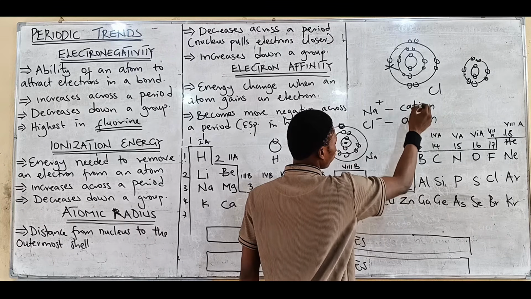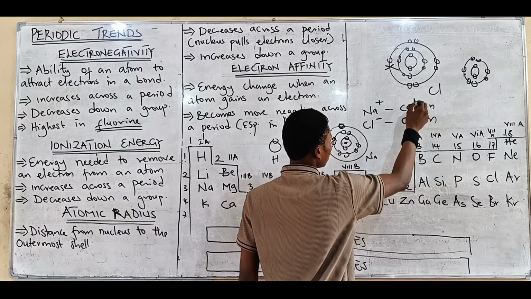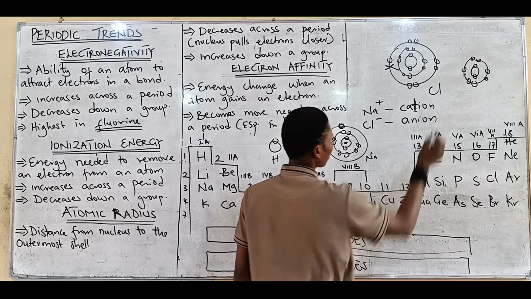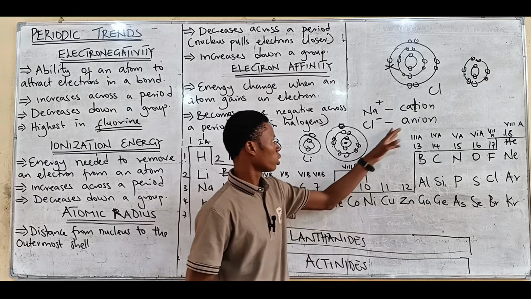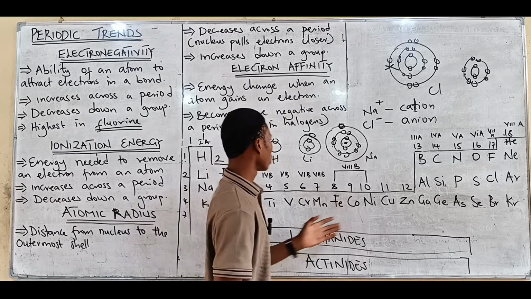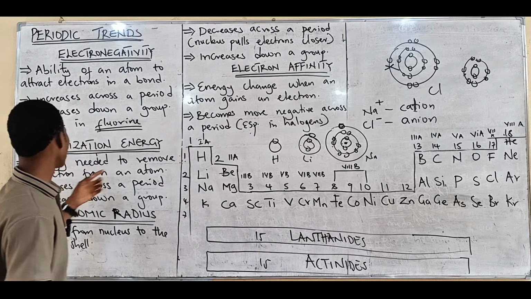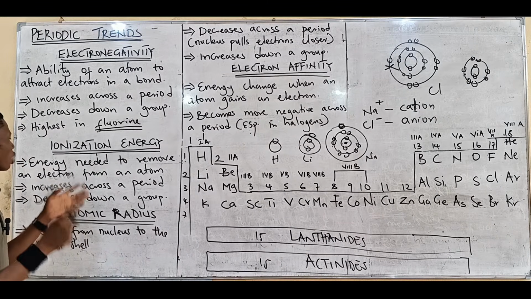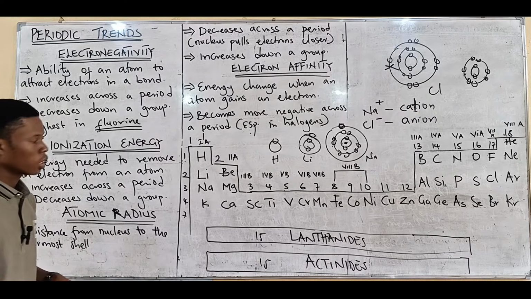So please, you can take note of this plus here, this positive sign, to show you it's a cation. All right, so the one that receives becomes an anion, the one that gives is a cation. Now, the energy needed to remove an electron from an atom is called ionization energy.